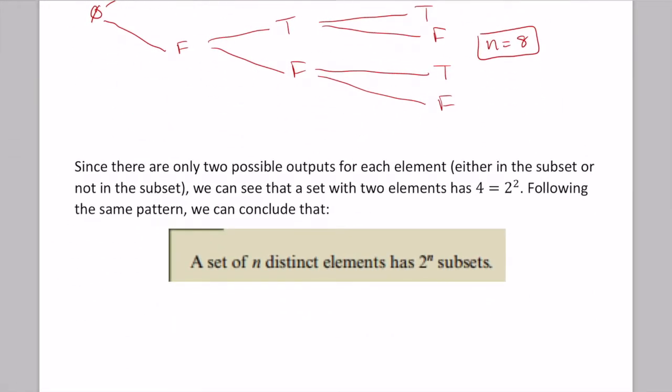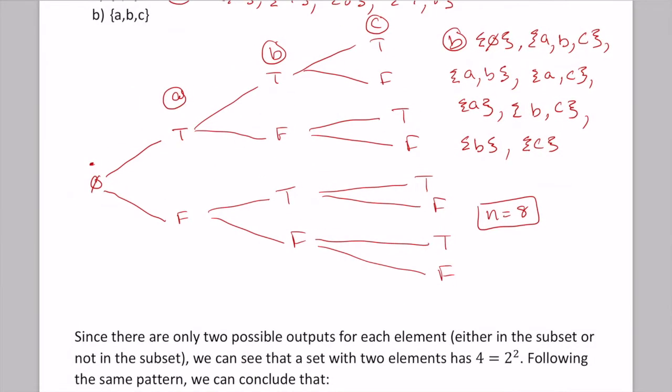Since there are only 2 possible outputs, meaning either the element's there or it's not there, or true or false, we can see that the set with 2 elements has 4 answers. In this case, we have 2 to the 3, so we have 8 possible subsets.